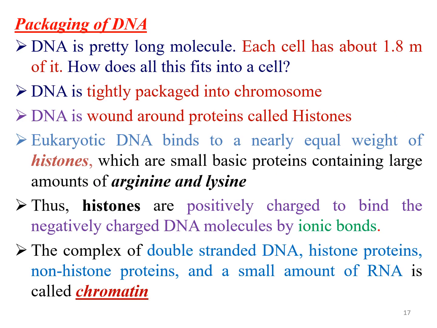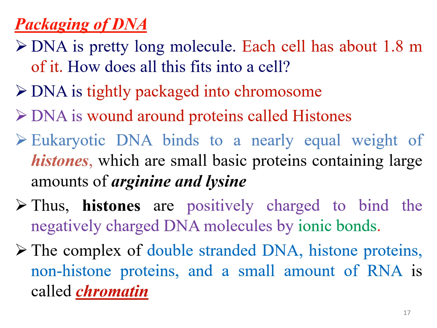The next topic is packaging of DNA. Our DNA is a pretty long molecule, as we mentioned before. Each cell has about 1.8 meters of it. So how does all this fit into the cell? DNA is tightly packaged into chromosomes, and the DNA is wound around a protein called histone protein. This histone protein is used for tightening or winding the DNA in small places.